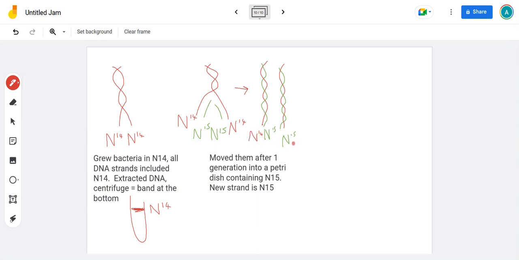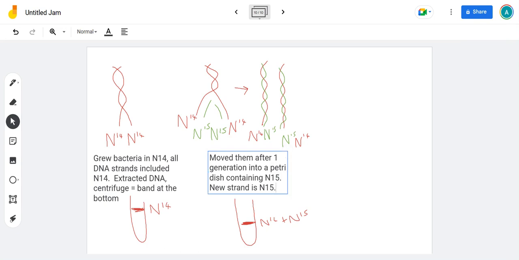Now, because each DNA molecule is half nitrogen 15 and half nitrogen 14, it's actually got a middle density. So when they extract it and centrifuge it, it forms a band in the middle. Okay, because it's nitrogen 14 and 15, one strand of each. Okay, so let's add that they need to extract it, etc. So if they extract the DNA, centrifuge, the middle band.